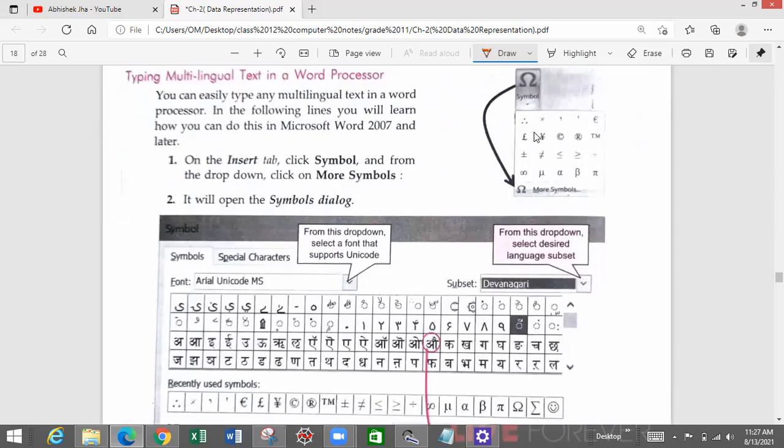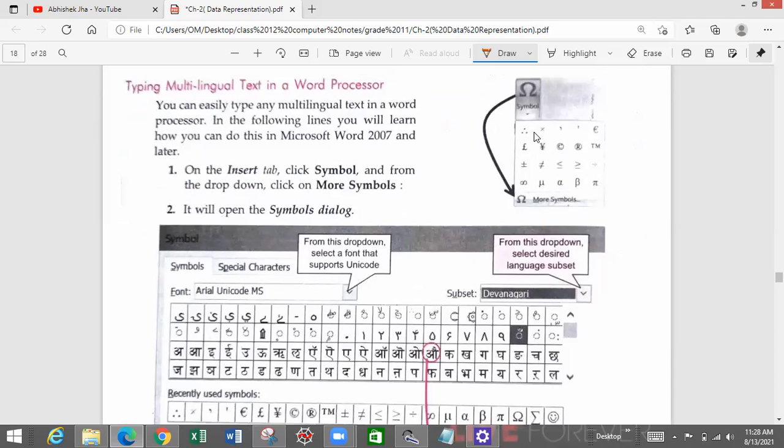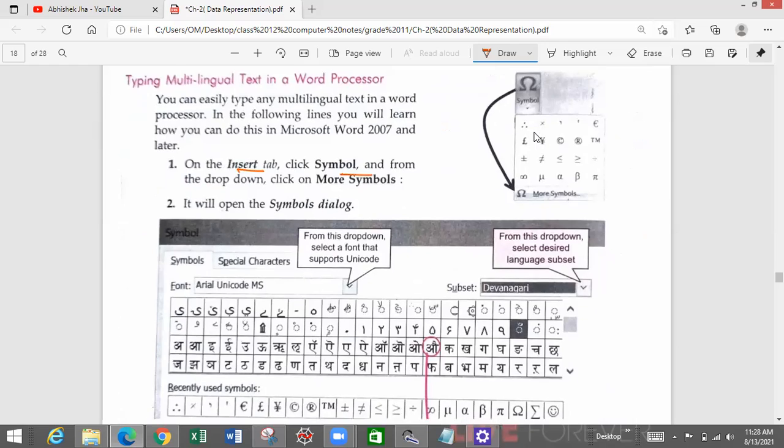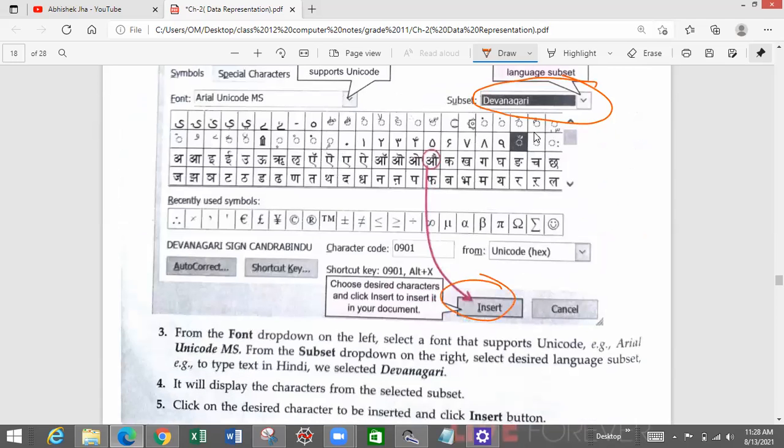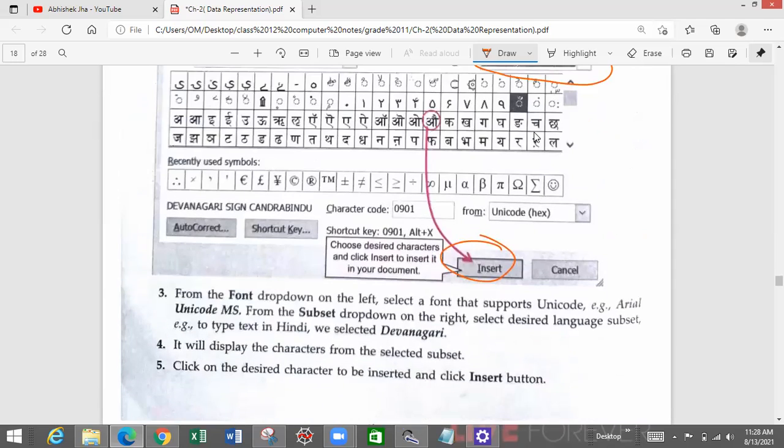Now to insert a symbol in a word processor, we can simply go to the Insert tab, click on Symbols, and from here you will get the options for what kind of symbols you want to insert. Then select a particular symbol and click on Insert. That symbol will be inserted in your document and you can utilize it.